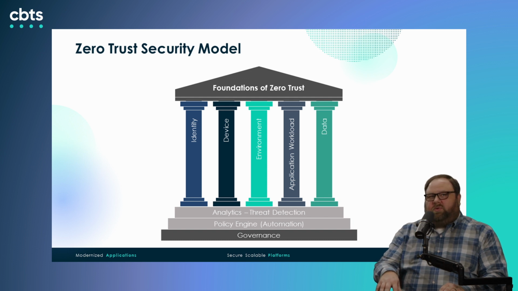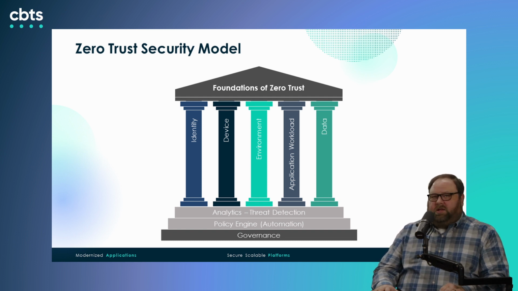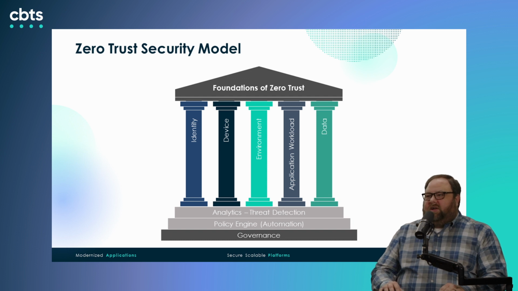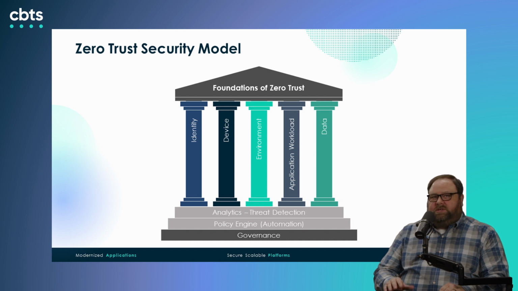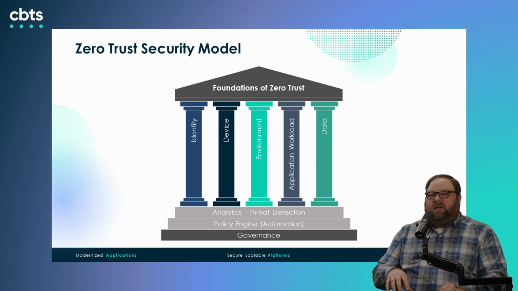You want to make sure that you have those analytics, policy engines, governance across all three of those things, across applications, workloads. And then finally, the most important part, I think, of Zero Trust is data. So all of your company's data, all your organization's data, everything that you want to protect as part of Zero Trust is that fifth pillar. And again, you want to make sure you have all three of those foundational things across the bottom, across all five of those pillars.